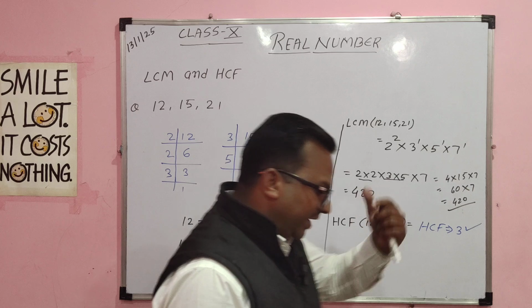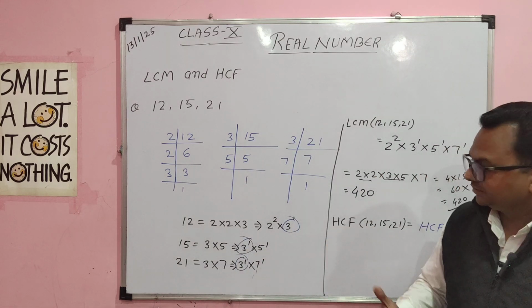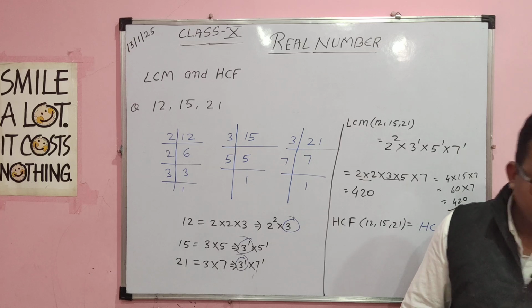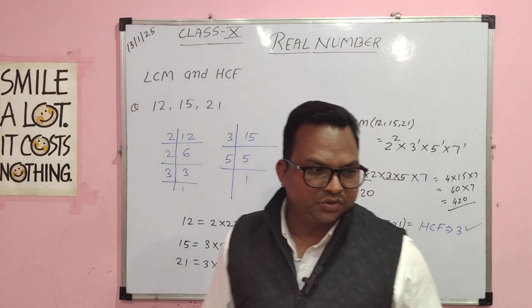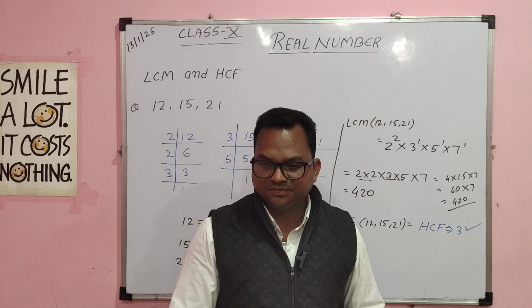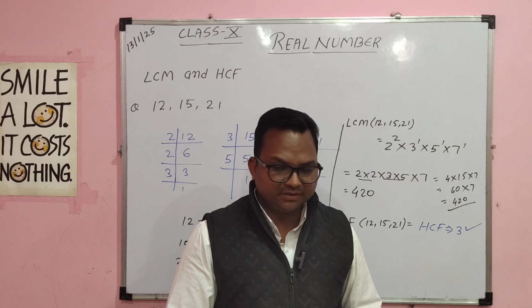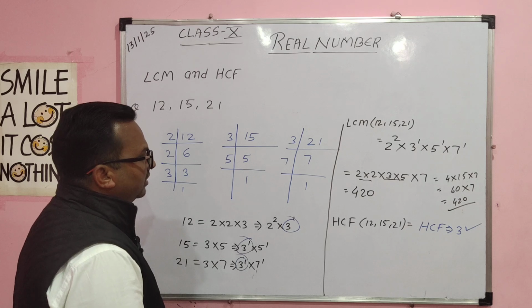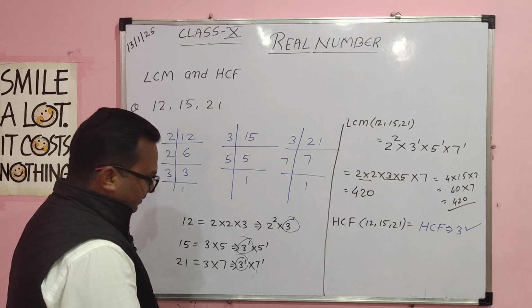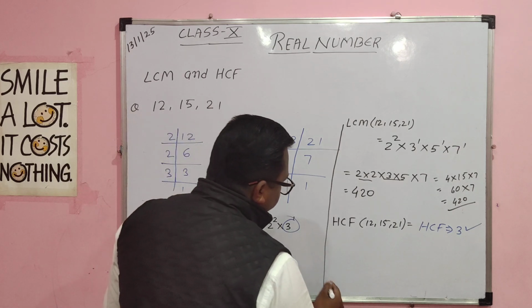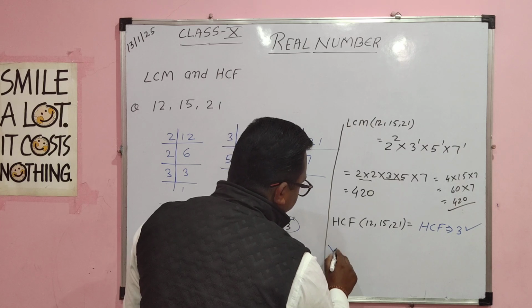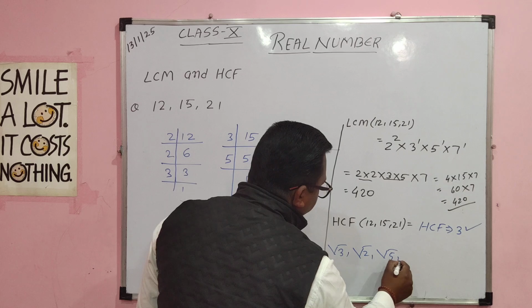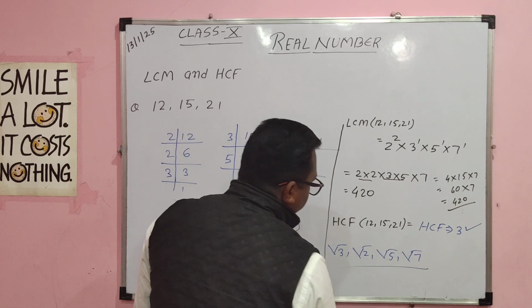So all questions are very easy, like HCF and LCM. Understand? And if you pick up the concept, all similar questions can be solved easily. Understand? Okay. So the next, last question is: prove that a number is irrational, like √3, √2, √5 and √7.